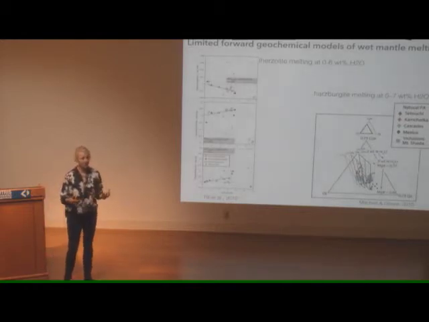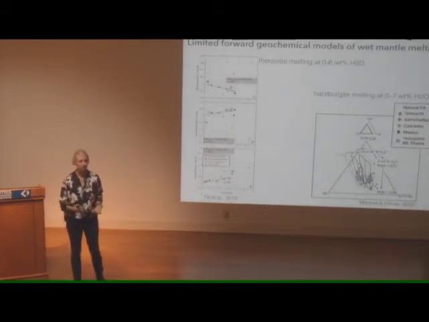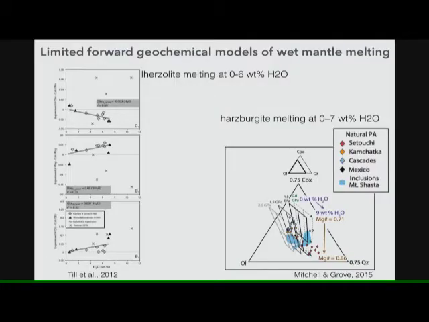So I talked about how we had forward models for melting of the dry mantle, and that they worked pretty well, but there were some problems with them. Models for forward mantle melting, i.e. I want to specify this temperature, this pressure, this bulk composition, and this water content, and I want you to predict the melt composition for me, those are much more in their infancy.